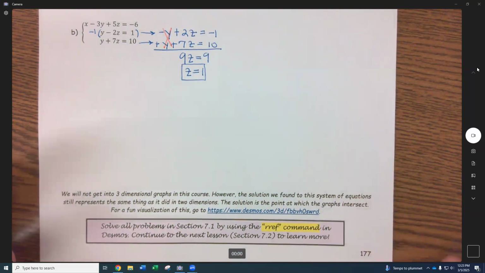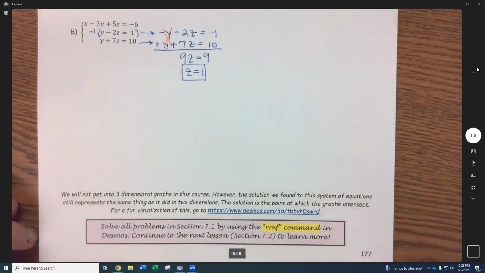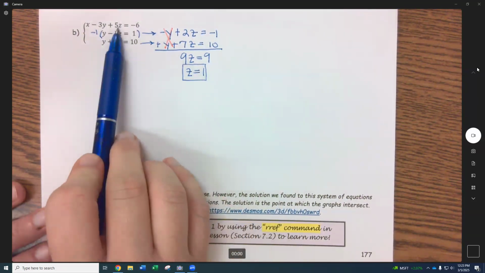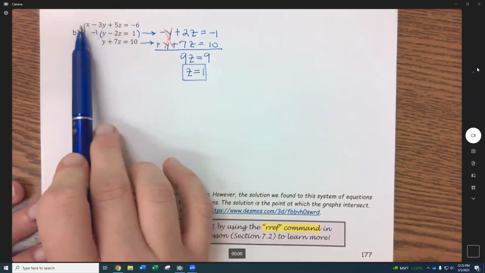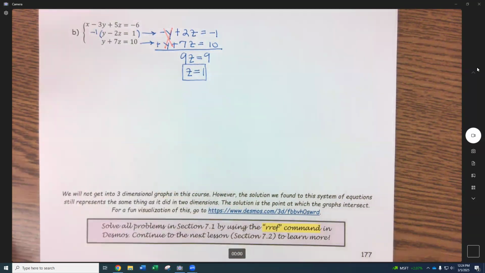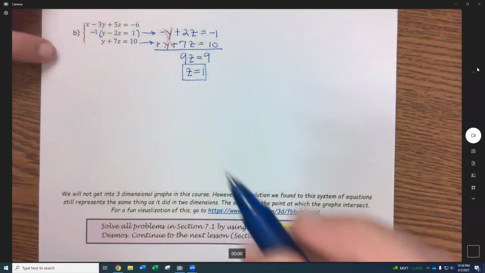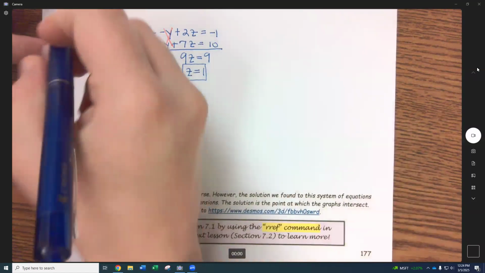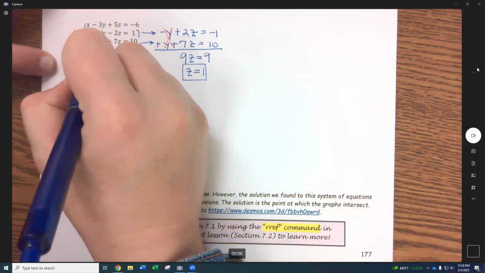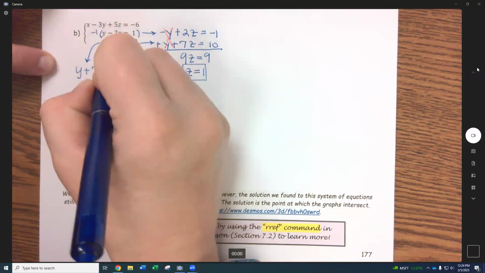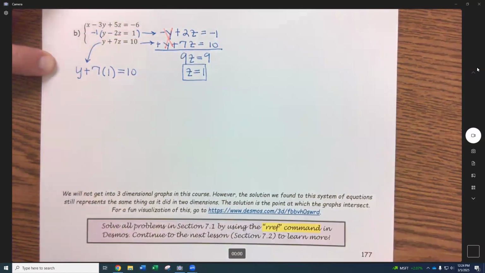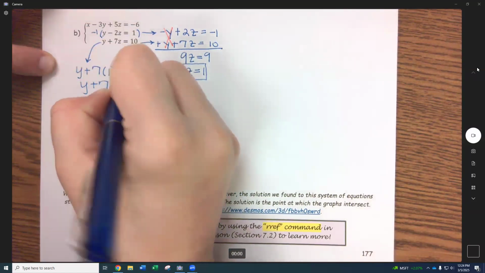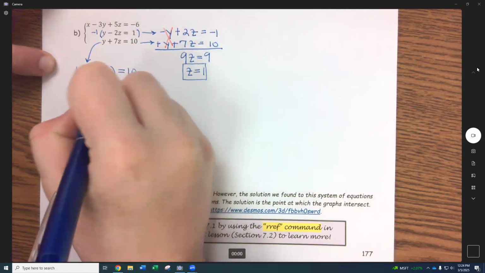Now I need to get another variable. We're going to substitute back in. It doesn't matter which equation you use. You just can't use the top one, because if you substitute 1 in for z up here, you still have 2 unknowns, right? So we're going to use one of these bottom 2. Doesn't matter which. I'm going to use this bottom one right here. So I have y plus 7 times z, which we found to be 1, equals 10. So that is y plus 7. Subtract that over and we get y equals 3.